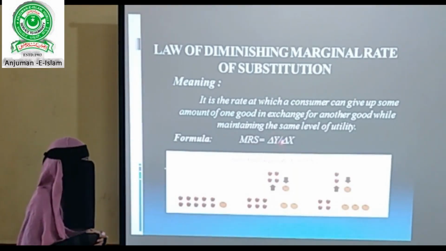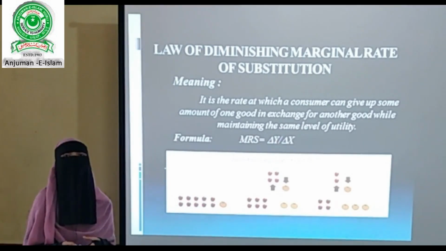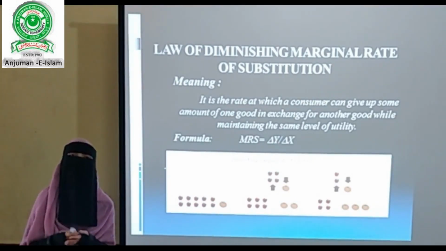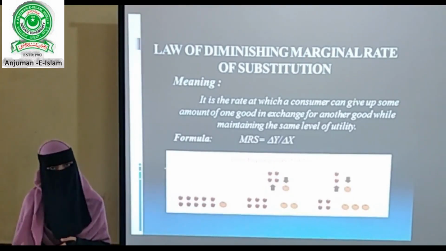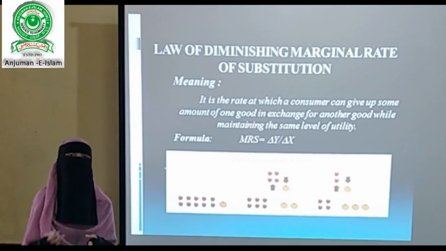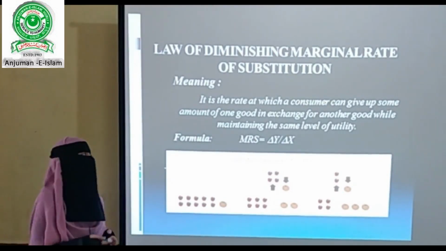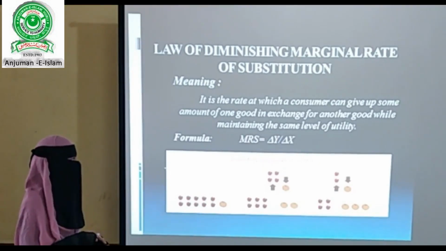Now Y is one commodity and X is one commodity. So by dividing this you will get a ratio of how much a consumer is ready to forego of Y commodity so that he can get an additional unit of X commodity, which is going to give him the same level of satisfaction. The same thing we can understand with the help of an example, as given in the picture.